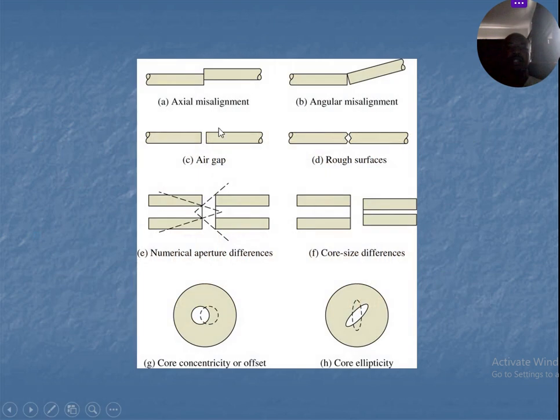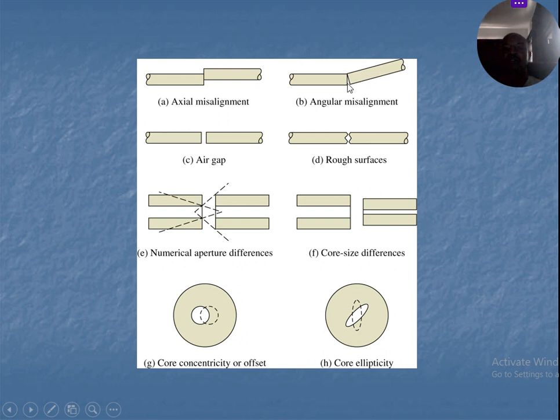Now let's take a look at this. Let's assume this is one optical fiber cable, and this is another optical fiber cable. What you see here is an axial misalignment. The core of this cable is not aligned to the core of this optical fiber cable. There will be a lot of loss here. If you transmit along here, so much will fall out, because they are not aligned properly and accurately. So there's an axial misalignment taking place here.